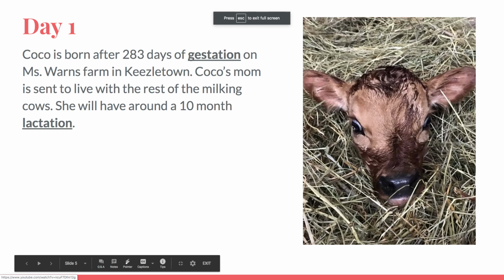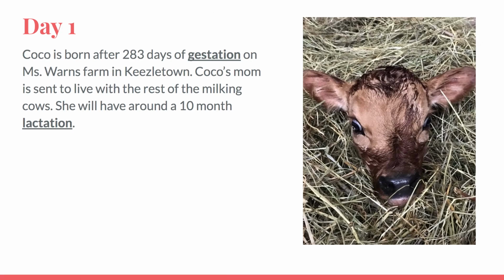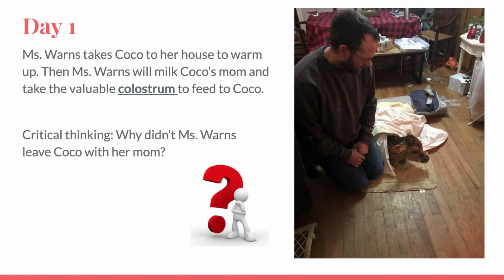So guys, day one, Coco was born after 283 days of gestation on Miss Warrens' farm in Kieseltown. So after gestation, another word for pregnancy, Coco's mom goes and lives with the rest of the milk cows, and she's going to have around a 10-month lactation. So if Coco's mom is living with the milk cows, who's taking care of Coco? Miss Warrens does. Look at this cute baby in our living room.